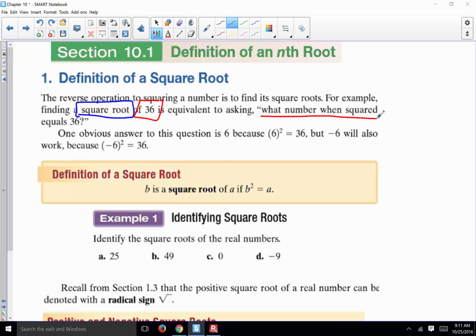So what number squared equals 36? Is it 2? 2 times 2 is 4. No, too short. Is it 9? 9 times 9 is 81. You need to know your multiplication table facts and keep trying until you hit the magic number. 7, 7 is 49. No. Oh, 6. What is 6 times 6? 36, right?